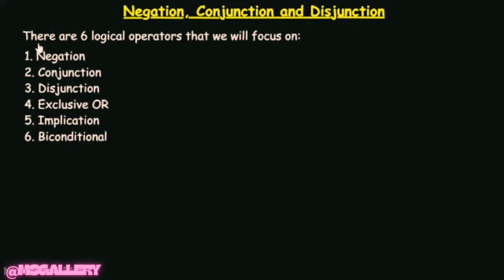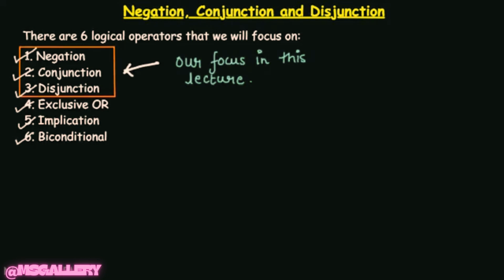From now onwards, we're going to talk about different kinds of logical operators available in propositional logic. There are 6 logical operators that we will focus on. The first one is called negation operator. Second one is conjunction. Third one is disjunction operator. Fourth one is exclusive OR. Fifth one is implication. And finally, we will talk about biconditional operator. In this lecture, we will focus on the first 3 operators, that is negation, conjunction and disjunction.